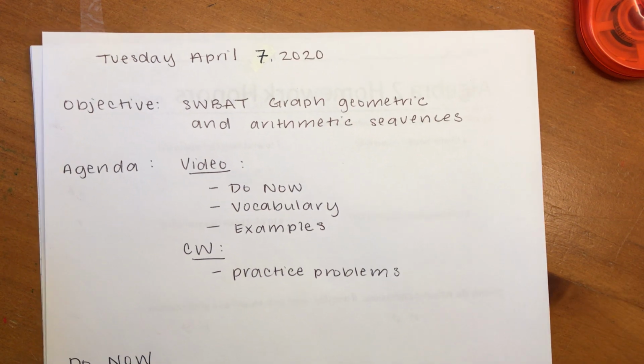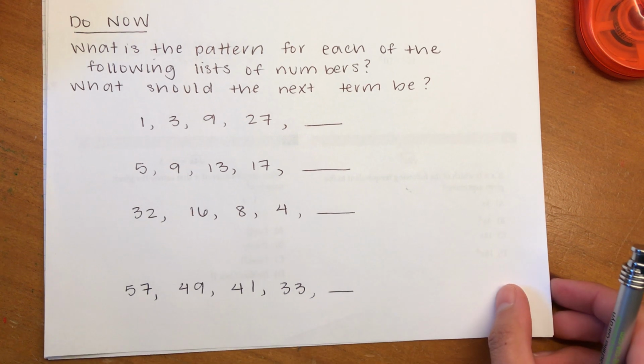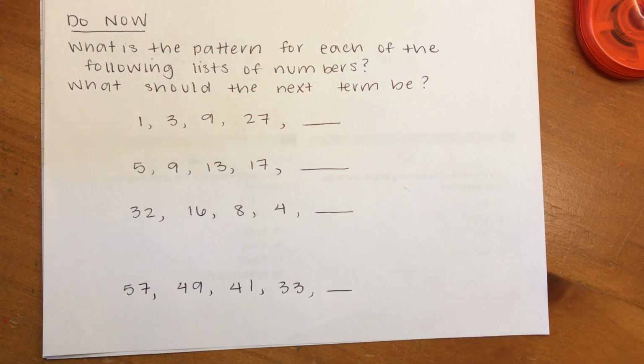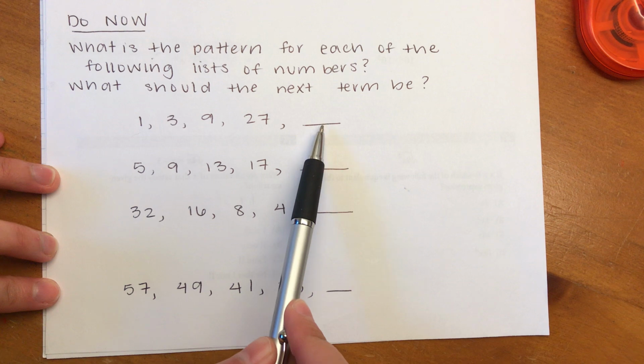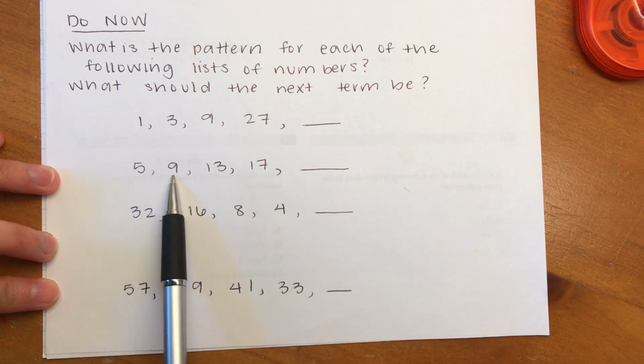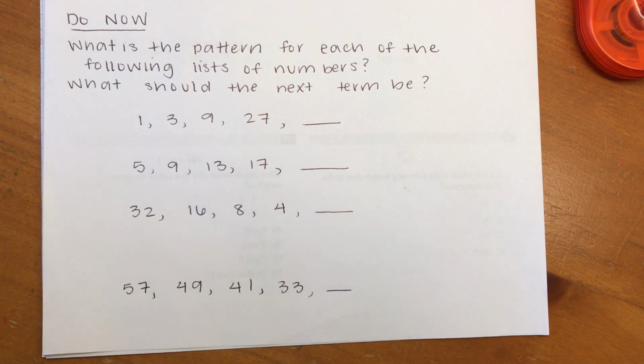Okay, so for the do now, what I want you to do is take a look at these problems, and the directions say, what is the pattern for each of the following lists of numbers? What should the next term be? So I want you to figure out the pattern going on here, and then what's that last number going to be? What's the pattern happening here? Etc. Pause the video, take a second, and do those on your own. See what you can do.